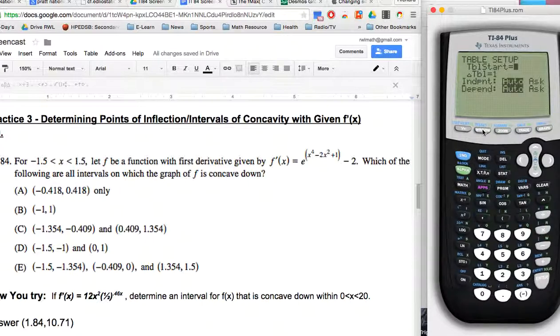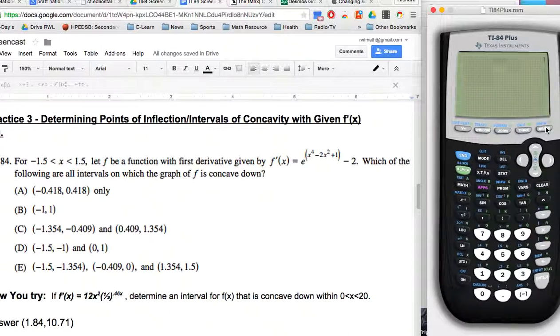Second function, table setup. And if I look at my intervals here, what's the lowest I want to go to the left? Negative 1.5. Okay, so it looks like the lowest. I'm going to go to 2 decimal places for this one, I think. So I want to start my table at negative 1.5, and I'm going to go 0.01. It might be too slow to go through the table, but let's just see. And I'm going to leave it as auto. So now let's look at the table.